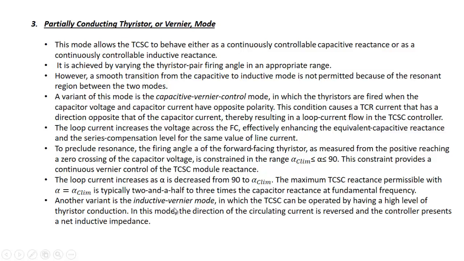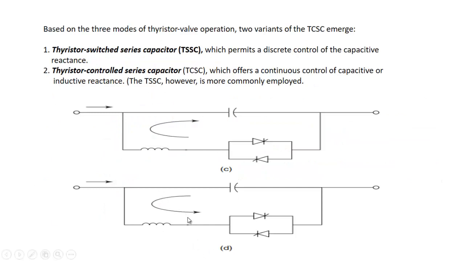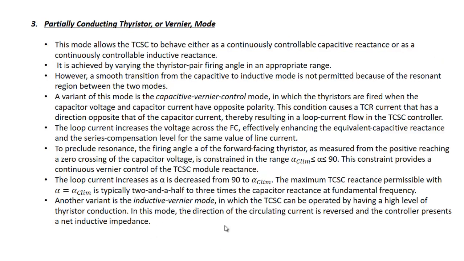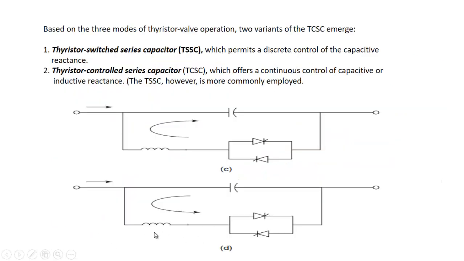Another variant is the inductive vernier mode, that is the inductive mode, in which the TCSC can be operated by varying the level of the thyristor conduction. So thyristor conduction will be increased now, or we can say the inductor current will increase. You can see that when inductor current increases, the loop current will flow through this, or we can say the loop current will have this direction. In this mode, the direction of circulating current is reversed, and the controller presents a net inductive impedance. We have a net inductive impedance in this case.